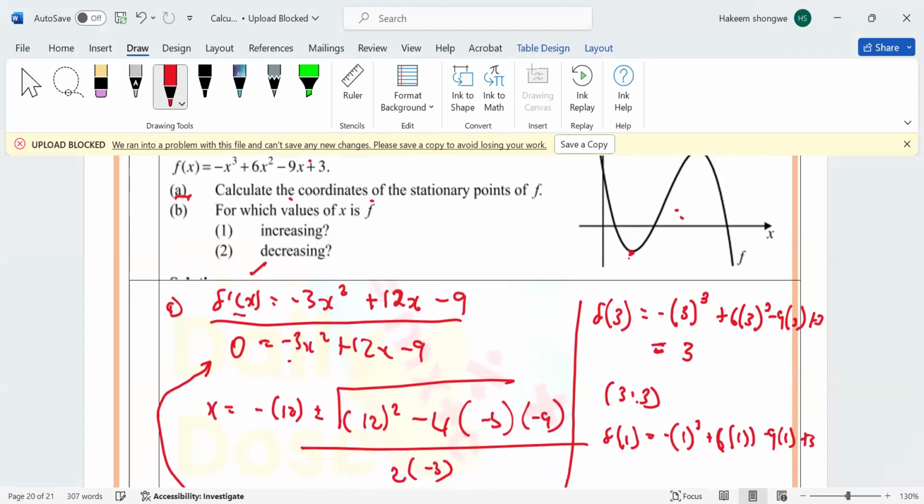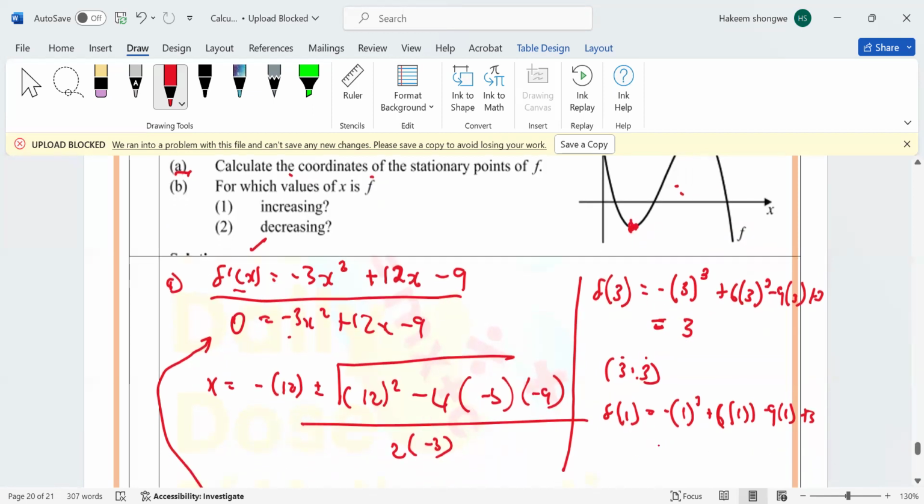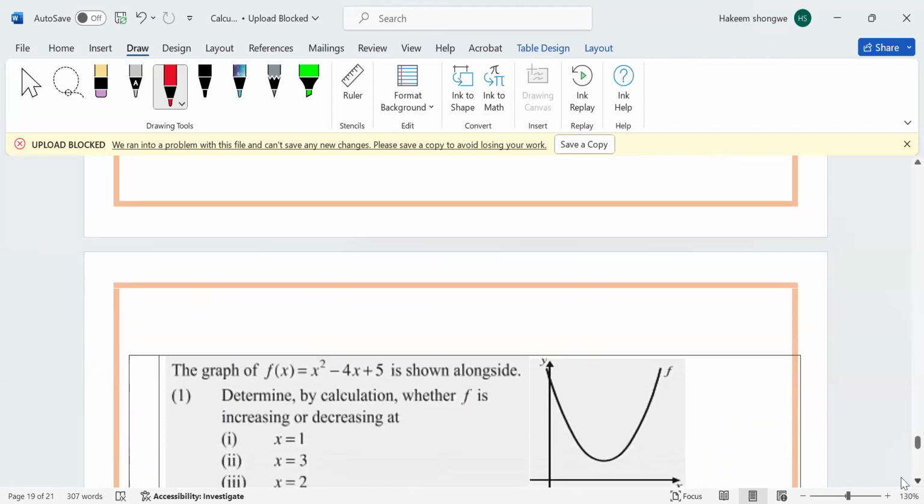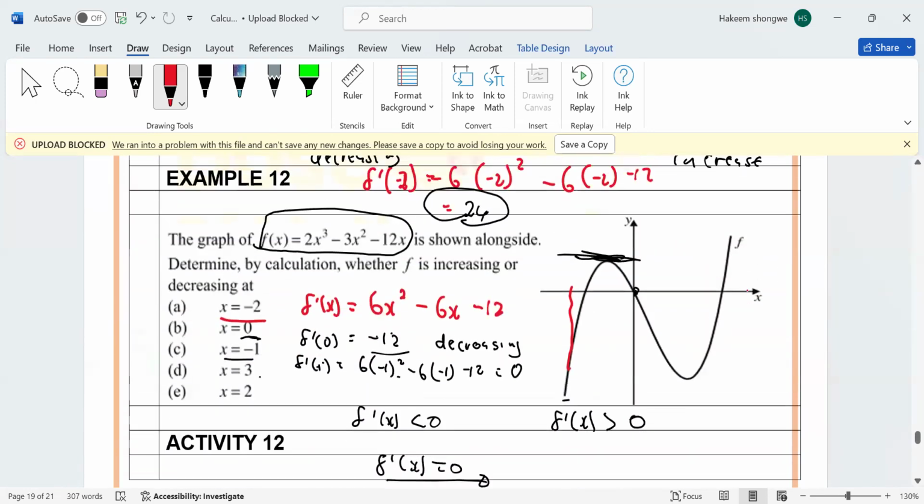Both of them are stationary points. This one is stationary point number 1. Is it a local maximum or minimum? The point (3, 3) is a local maximum. Then this one, with x equal to 1 gives y equal to minus 1, so the point (1, minus 1) is the local minimum. So what have you learned? You've learned how to determine the coordinates of the turning points of a cubic function.